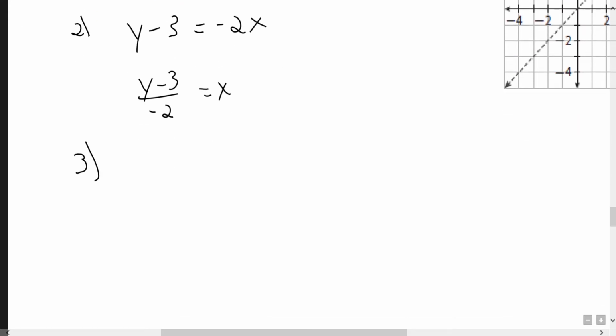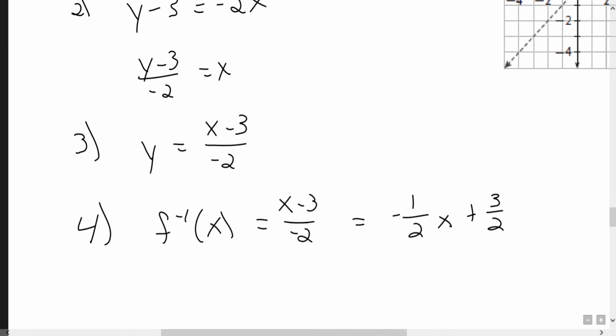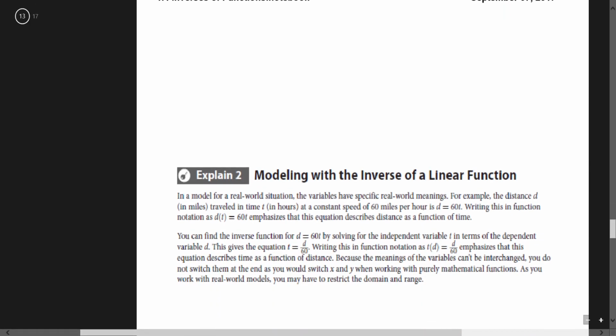Step 3, we switch the x and the y. So x was by itself before, now y is by itself. So now it should be (x minus 3) over -2. And the last step, replace y with f to the -1 of x. And we're done. If you, for whatever reason, need to graph this, your best bet is to break it up into separate fractions. You've got an invisible 1 in front of that x, so you can break that up into -1/2 x, and then two negatives make a positive 3 over 2, so that would be a little bit easier format for you to graph.